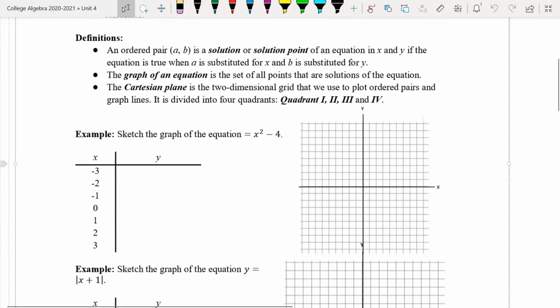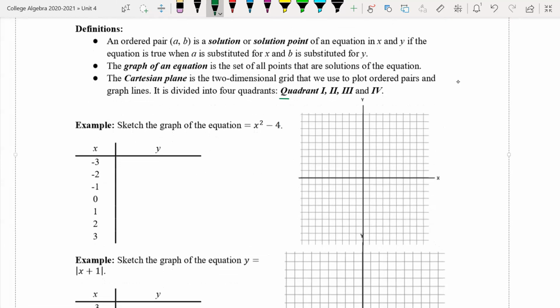It's divided into 4 quadrants. These 4 quadrants, there's going to be a question on the Hawks over this. So we start with quadrant 1 up here in the top right, and then we go counterclockwise: quadrant 2, quadrant 3, quadrant 4. Put 3 down here, and 4 is in the bottom right.